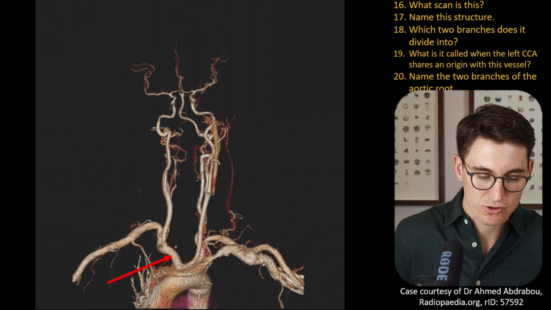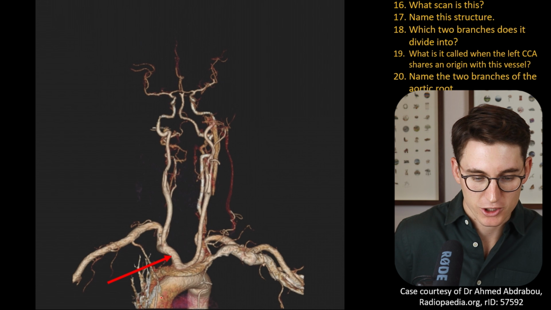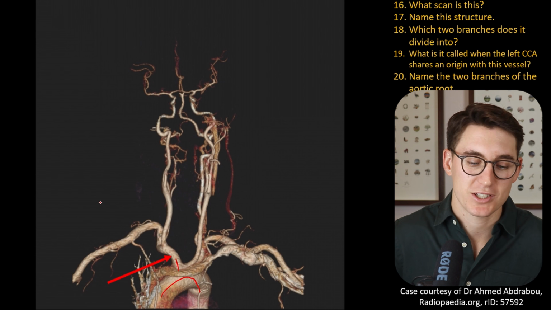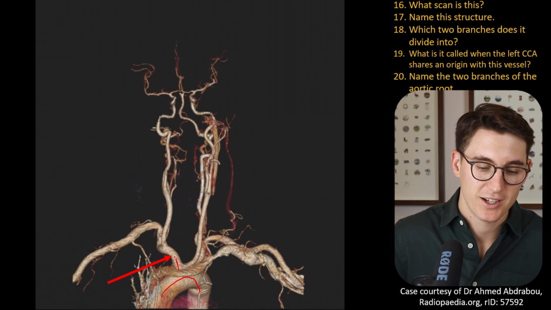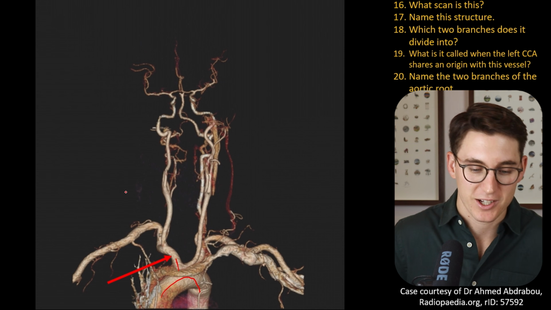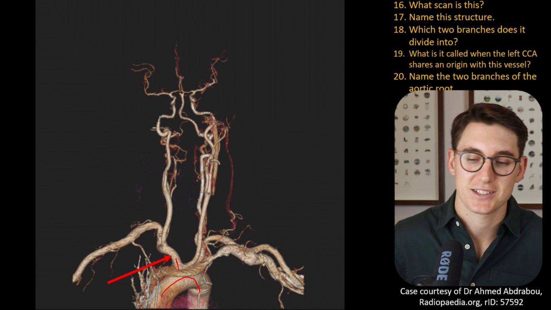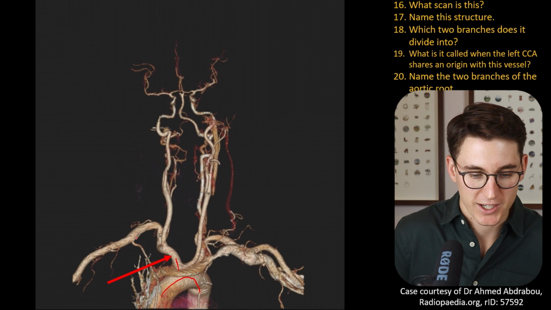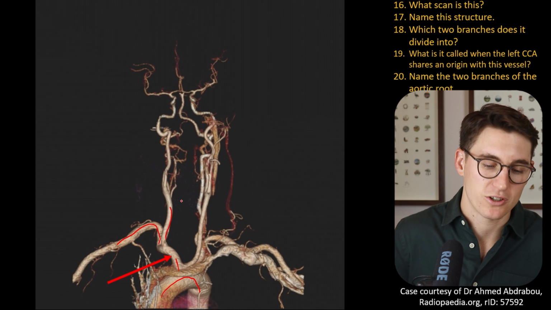We're asked to name this structure here. Well, we have our aortic arch coming here, and our first major branch of the aortic arch is what's known as our brachiocephalic trunk. Now, it's not the right brachiocephalic trunk. By definition, this is a right-sided structure. Now, which two branches does this divide into? It divides into our right subclavian and our right common carotid artery.